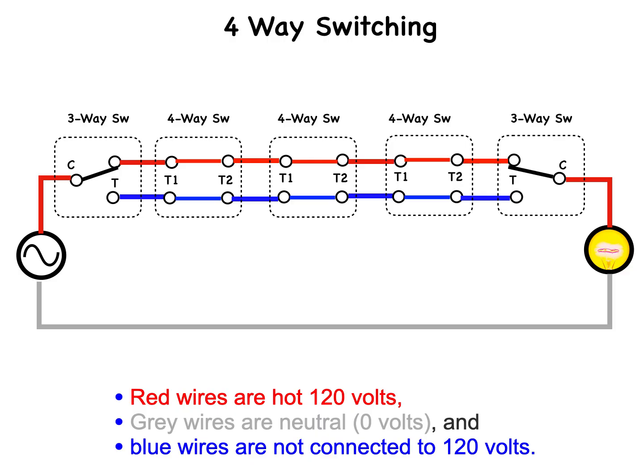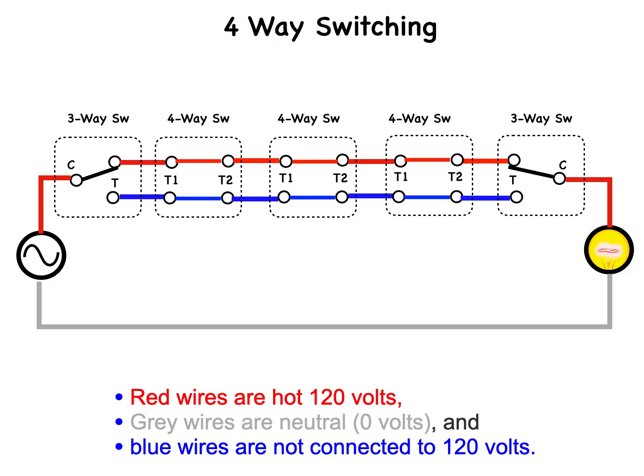Subsequently, the T2 terminals of each four-way switch are connected to the T1 terminals of the following four-way switches, and this continues for as many four-way switches as there are in the circuit. In this case, there are only 3 four-way switches. The T2 travelers of the last four-way switch are connected to the travelers on the three-way switch on the right. The common terminal of that three-way switch is then connected to the hot terminal of the light.